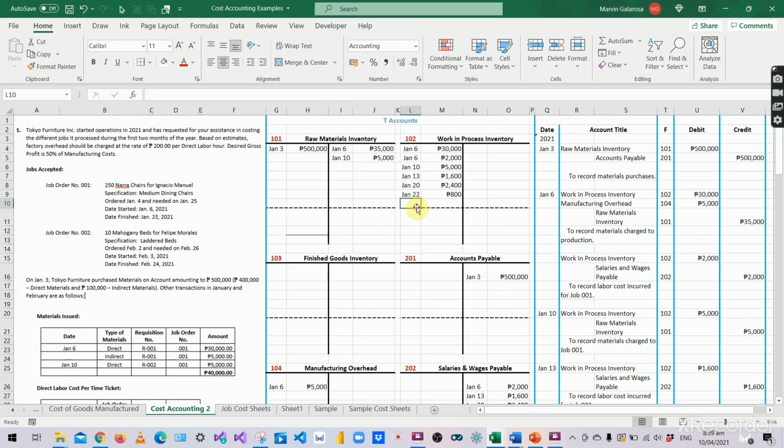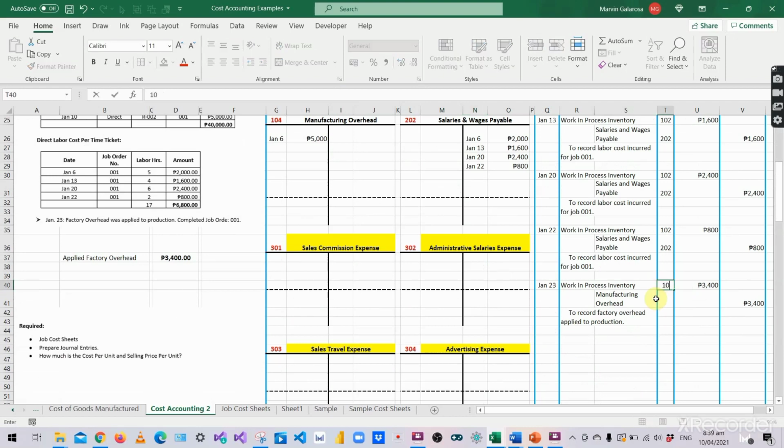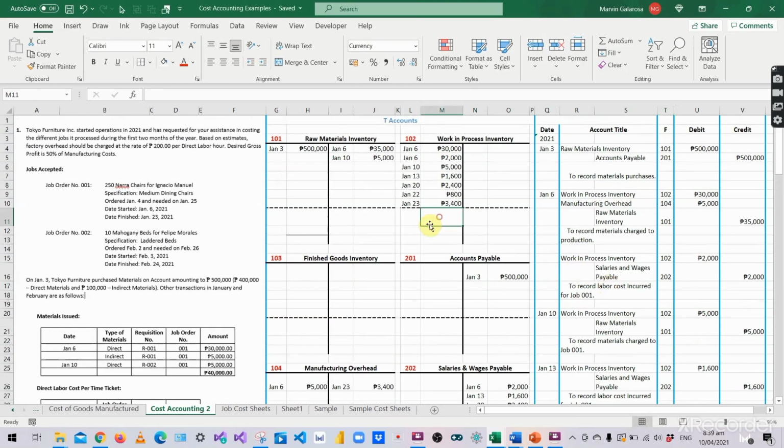So, January 23, mayroong applied factory overhead na 3,400. Lagay natin yung account number as reference after natin ma-post. And then, credit sa manufacturing overhead noong January 23 amounting to 3,400. Account number niya is 104. Then, pwede na natin kunin yung debit balance ng work in process. Magkano siya? Ang total debits sa work in process is 45,200. Lahat yan nagre-refer sa job number 001.